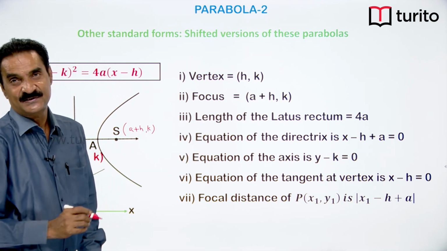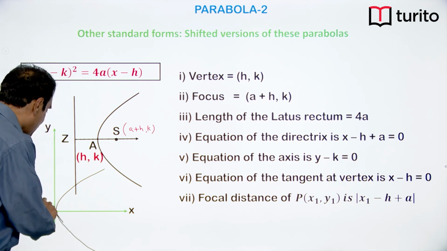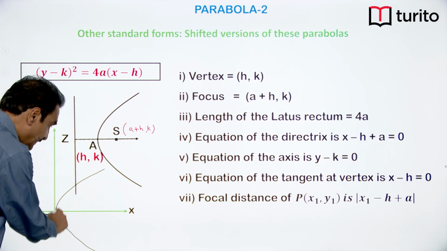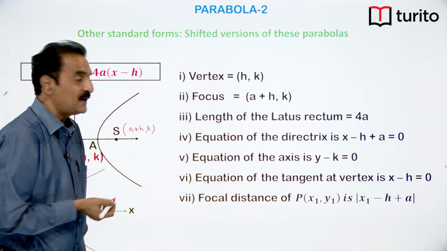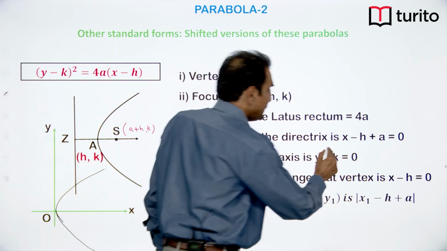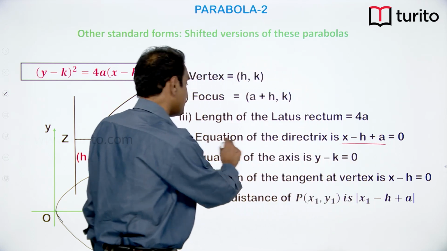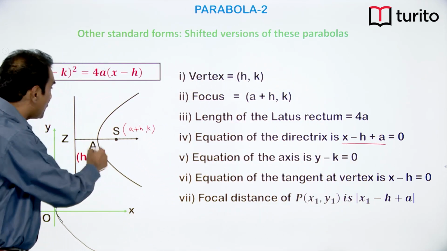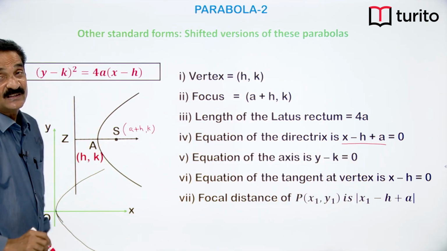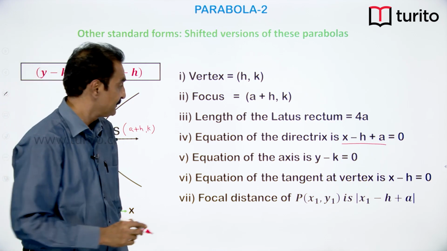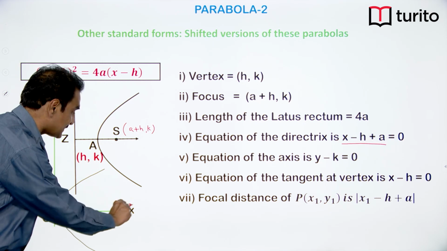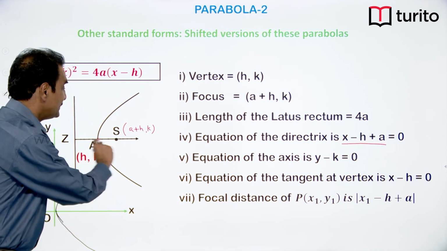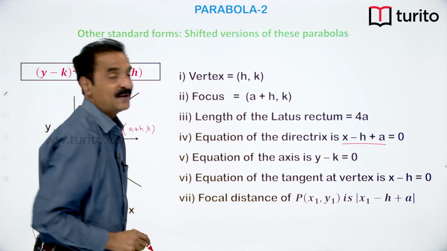Equation of the directrix. What is the equation of the directrix of this parabola? In the original position, x plus a is equal to 0. Then replacing x by x minus h, the equation of the directrix of this parabola is x minus h plus a is equal to 0. Equation of the axis. In the original position, the equation of the axis is y is equal to 0. So, in this position, y minus k is equal to 0.